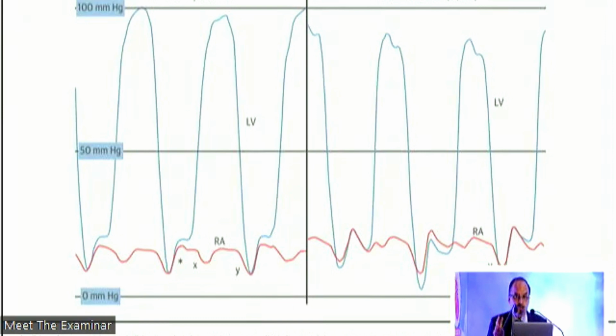So what distinguishes is two waves, X and Y, constrictive pericarditis; only Y, restrictive cardiomyopathy. Between the Y waves, why is it important to know? The importance is that if your patient develops atrial fibrillation, then the X descent might go away, but the flicker still continues. So if you have a single Y wave and you want to differentiate between the two, this is the way. The square root sign does not help you in distinguishing between the two.